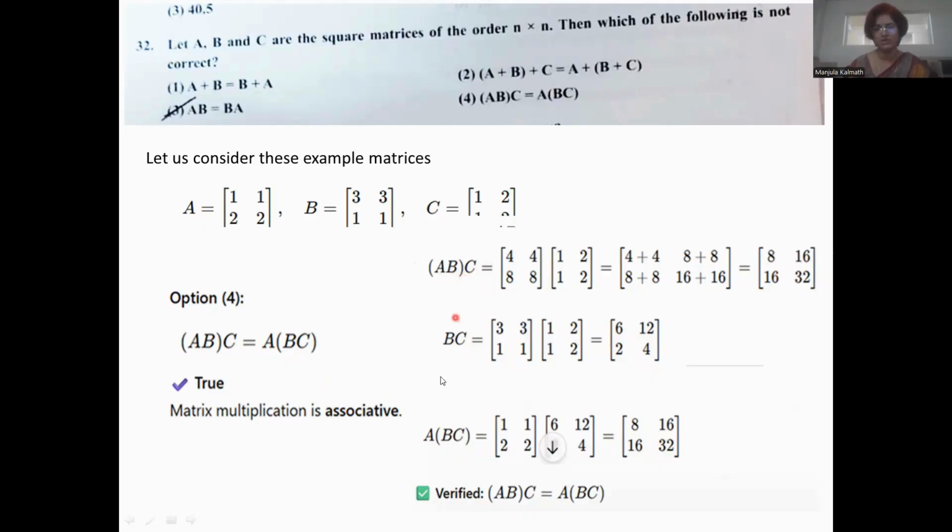That is AB into C equals A into BC. So this property also holds good. Matrix multiplication is associative in nature. So the option which is not correct, we need to find out. So the correct option will be AB equals BA.